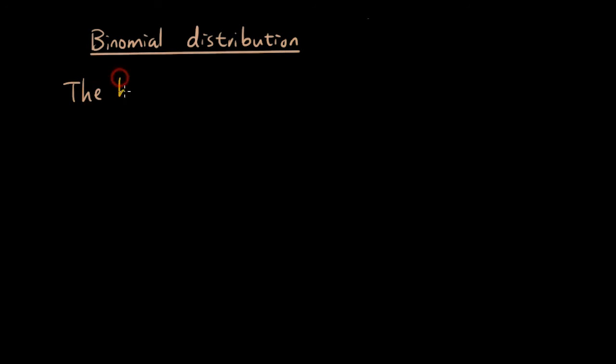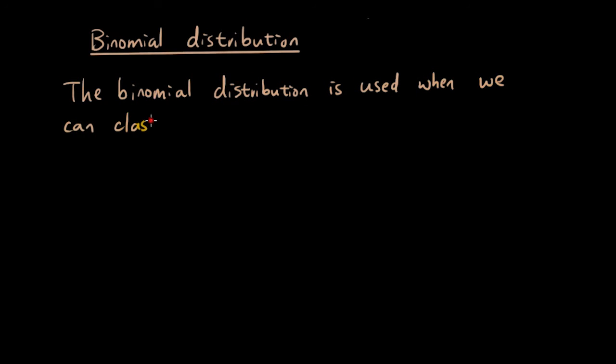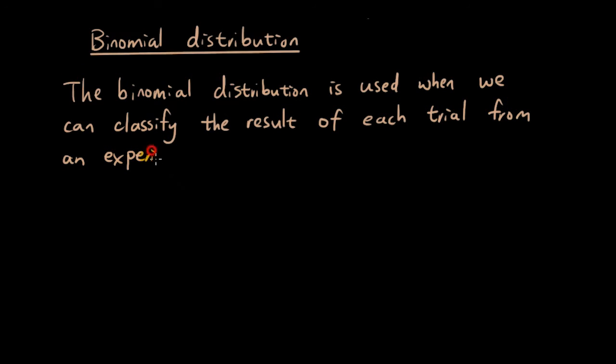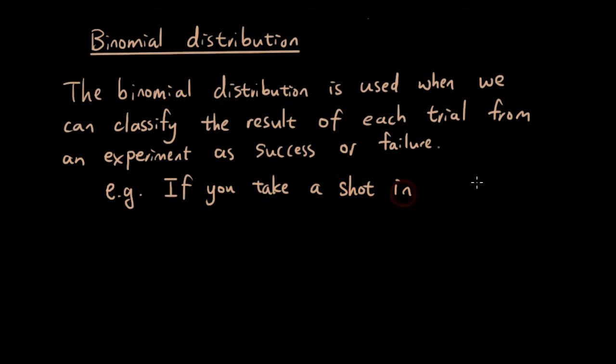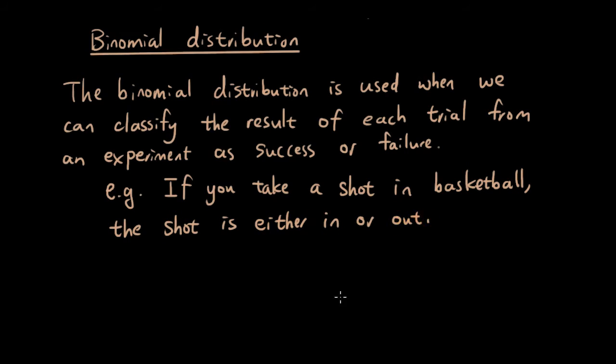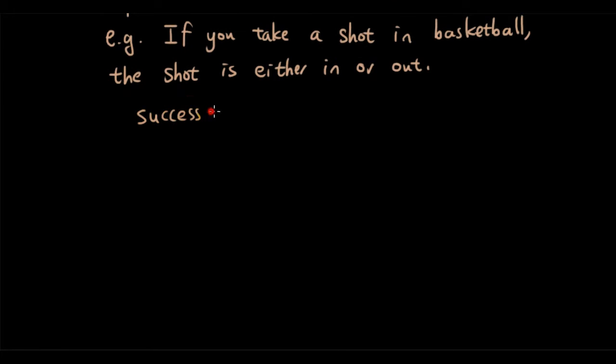Today we're going to talk about the binomial distribution. The binomial distribution is used when in an experiment we can classify the result of each trial as a success or a failure. For example, if we take a shot in basketball, the shot is either in or out. Let's define success as getting the shot in and failure as missing the shot.